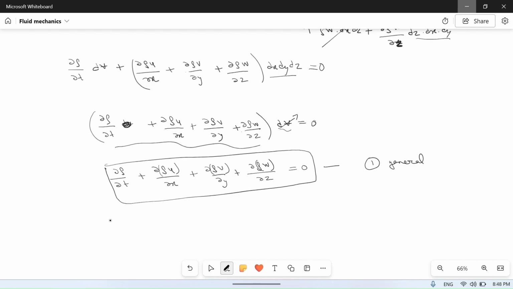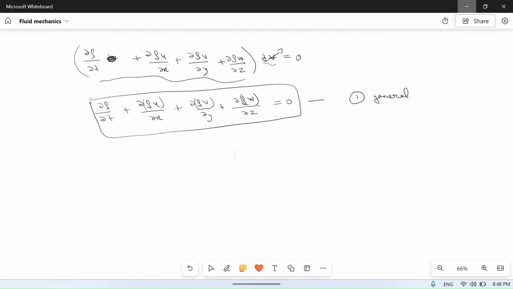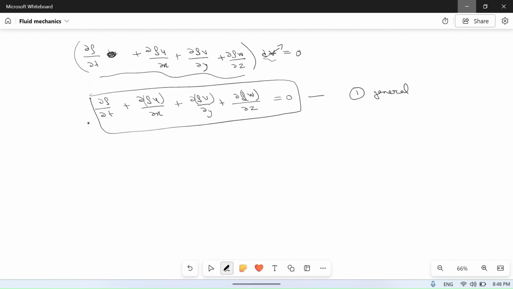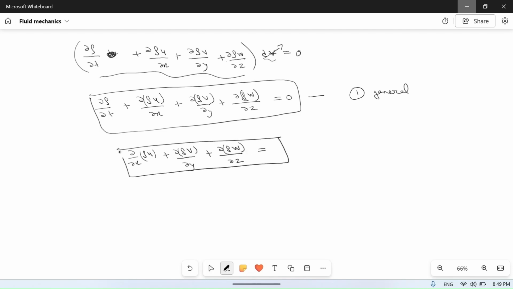Second, if the fluid is in steady flow, meaning there is no change with respect to time, then del rho upon del t will become 0. So del rho u upon del x plus del rho v upon del y plus del rho w upon del z is equal to 0. This is true for steady flow.